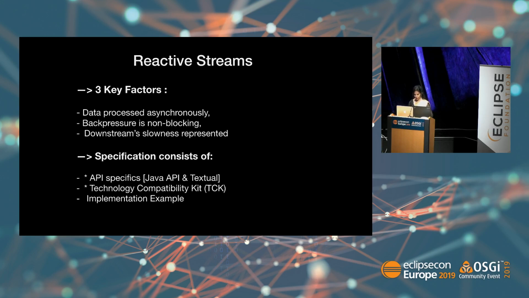Yeah, reactive streams has a specification, and this specification consists of API specs where you have your Java API, and textually it is... this Java API implements your reactive streams and it helps you achieve interoperability between different implementations. That's why they came up with this standard. Then there is this TCK. Any implementation that you write for reactive streams needs to pass this TCK in order to be interoperable.